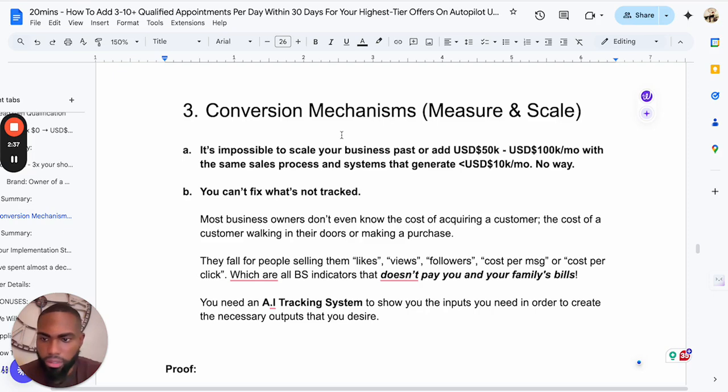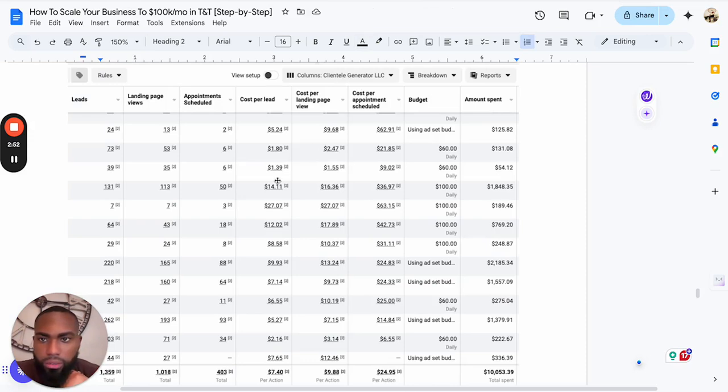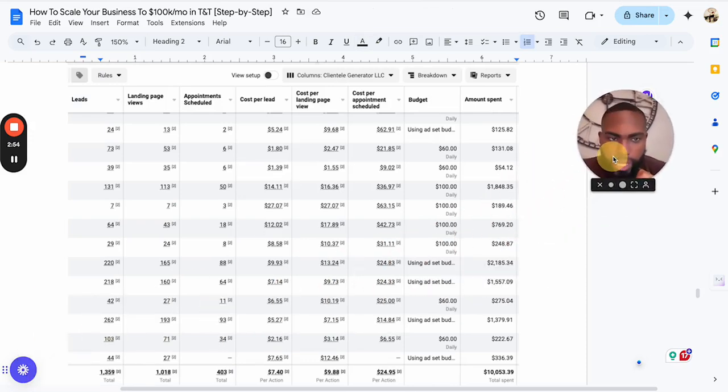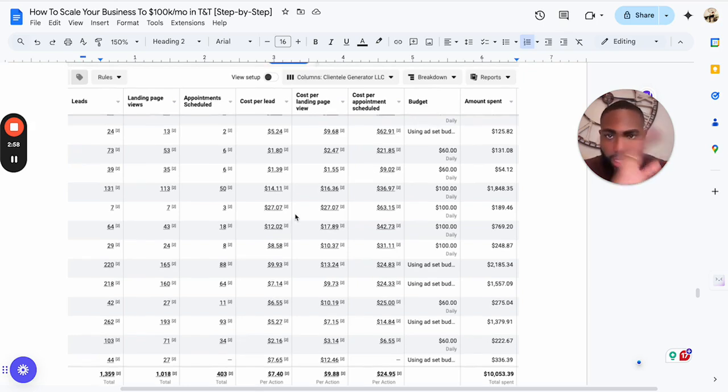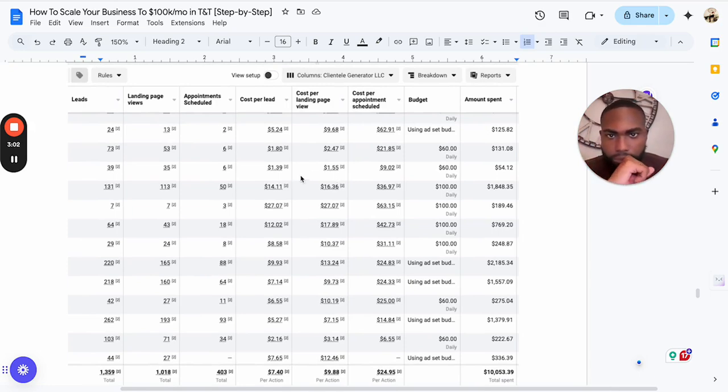Views, right? You need an AI tracking system to show you the inputs you need in order for you to create the necessary outputs that you desire, right? So let me ultimately show you an example. So we have a client right now. This is kind of on the front end, what it looks like. We also have a back-end system. This is how you could actually set up your ads manager, by the way.